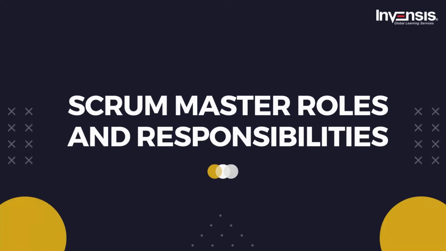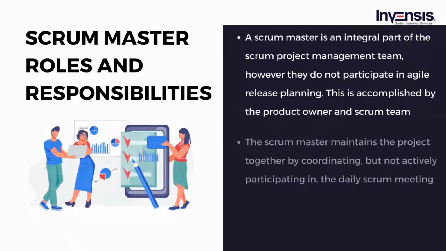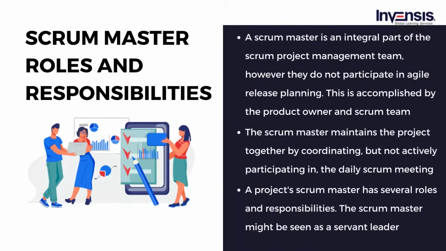Now, let us talk about Scrum Master roles and responsibilities. A Scrum Master is an integral part of the Scrum project management team, however they do not participate in Agile release planning. This is accomplished by the product owner and Scrum team. A Scrum Master is not a project manager, a Scrum team organizes itself. In reality, a Scrum Master is not accountable for the successful completion of a project. Without a Scrum Master, however, the whole Scrum architecture would collapse.